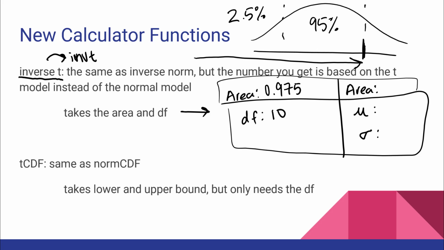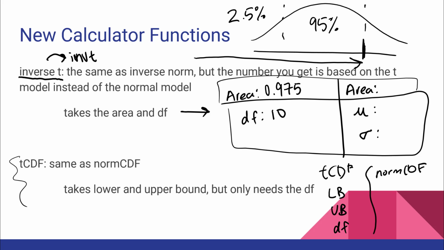Next we have our tCDF function. What it does is basically the same as the normCDF function. It takes a lower bound and an upper bound, and it gives you back out an area. So again, contrasting what they take in, our tCDF needs the lower bound, upper bound, and degrees of freedom. Our normCDF takes in lower bound, upper bound, mu, and sigma.